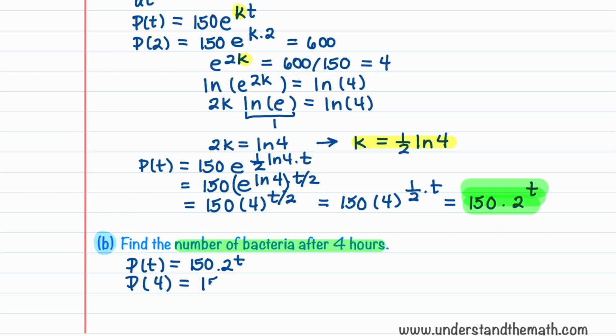So this gives us 150 times 2 to the 4th. This is 150 times 16. And when we multiply that out, we get 2,400, and we need to put units with this, and it is in terms of cells. This tells us that after 4 hours, there are 2,400 cells.